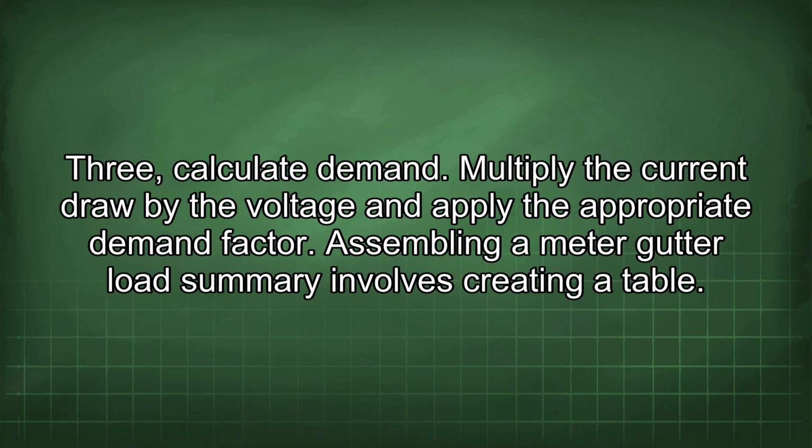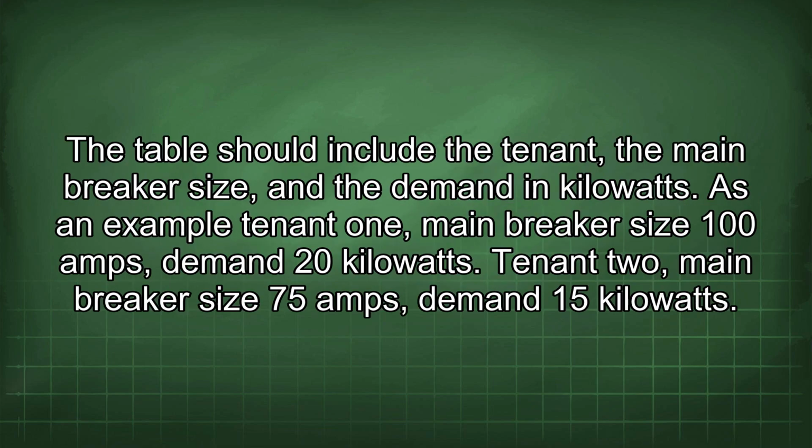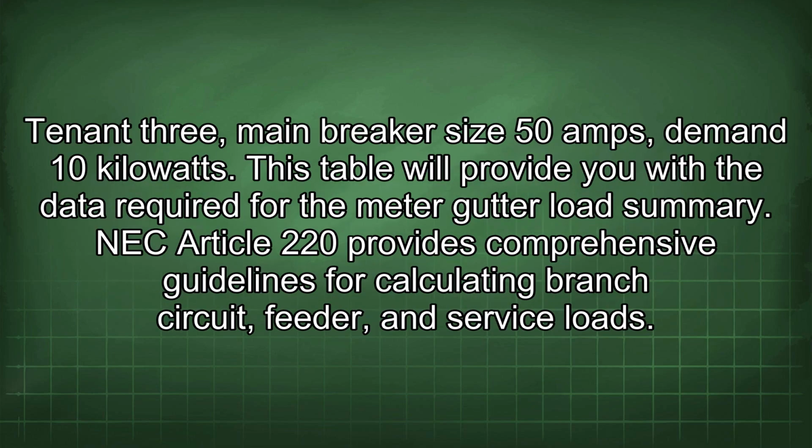3. Calculate demand. Multiply the current draw by the voltage and apply the appropriate demand factor. Assembling a meter gutter load summary involves creating a table. The table should include the tenant, the main breaker size, and the demand in kilowatts. As an example, tenant 1, main breaker size 100 amps, demand 20 kilowatts. Tenant 2, main breaker size 75 amps, demand 15 kilowatts. Tenant 3, main breaker size 50 amps, demand 10 kilowatts. This table will provide you with the data required for the meter gutter load summary.